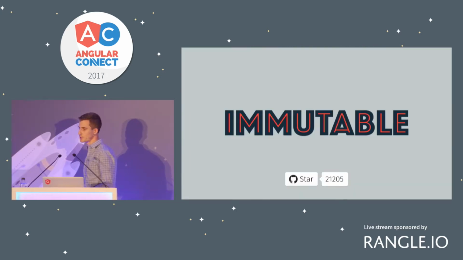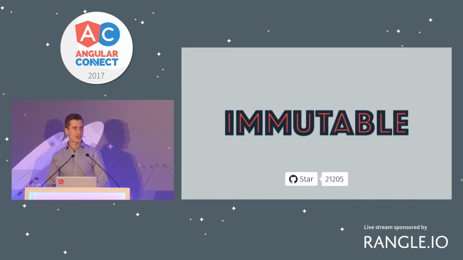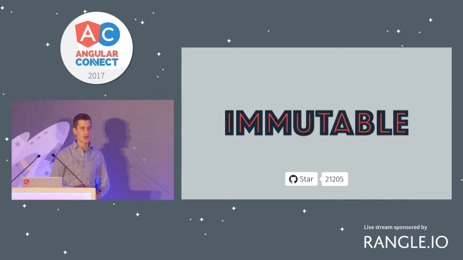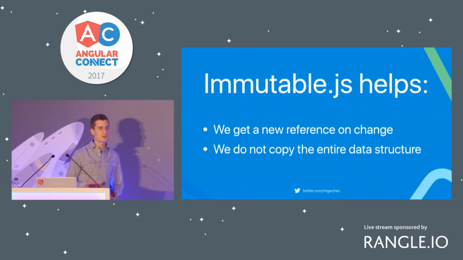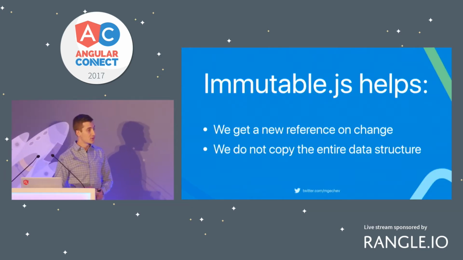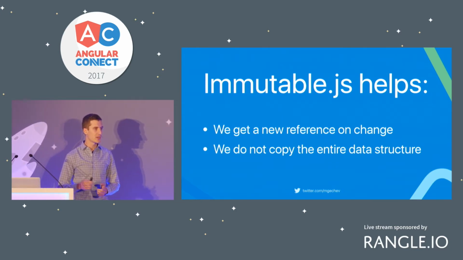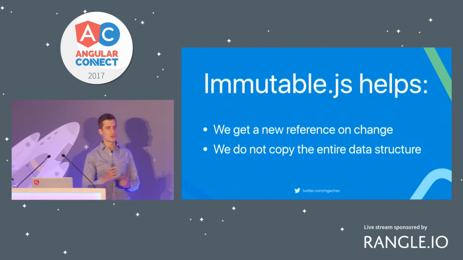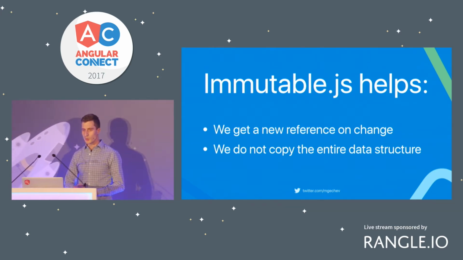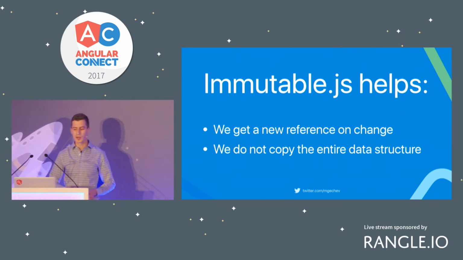We have a better solution for this. We can use Immutable.js. Immutable.js is a collection of data structures developed by Facebook, which provide us two very handy features. First of all, every time we modify a given data structure, we're going to get a new reference. So we're actually not going to modify it. Instead, we're going to get a new object, which has this modification applied to it.